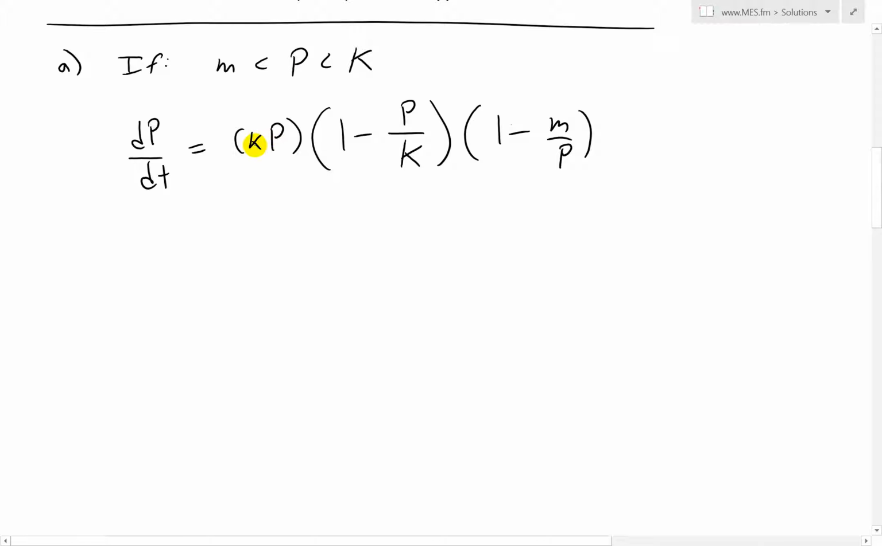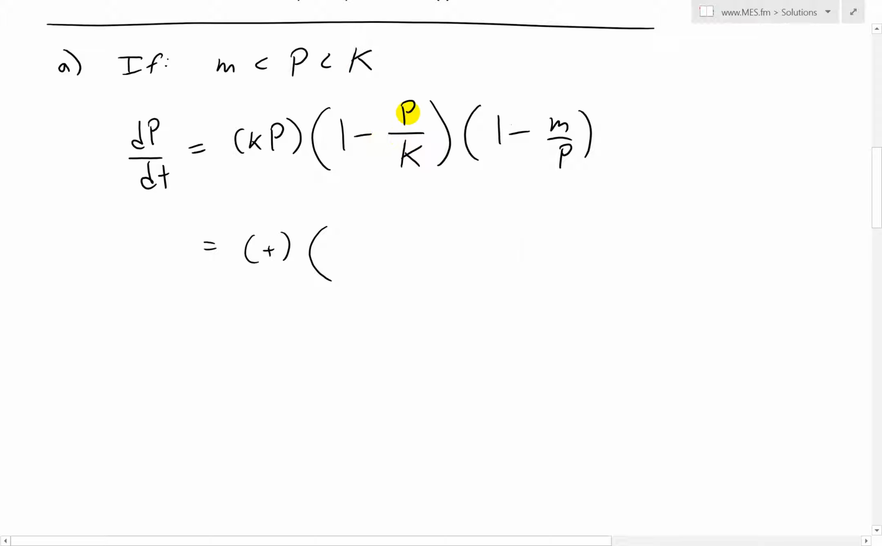If you recall, the proportionality constant is always positive for population growth, so k is positive. We're going to assume the population P is positive, since there's no such thing as a negative population. It doesn't make physical sense in most cases. So this is going to be a positive number right here. And now, what we have is P is less than K.